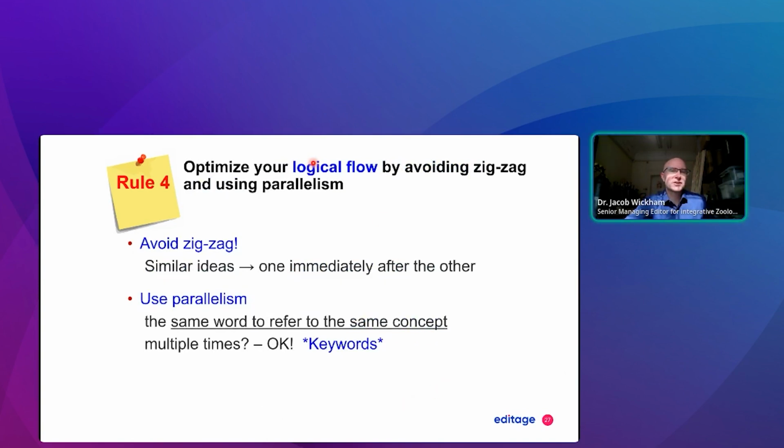So you want to have a logical flow in your research, avoid zigzagging and using parallelism. You want to have similar ideas, have one immediately follow the other. You can also use parallelism, so use the same word to refer to the same concepts multiple times. This can be repetitive, but it's good to have the main message of each chapter conveyed in your research. And these are your keywords.